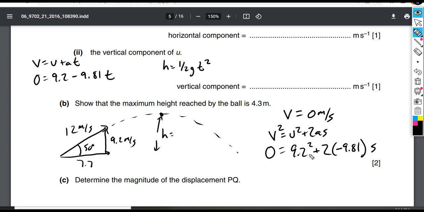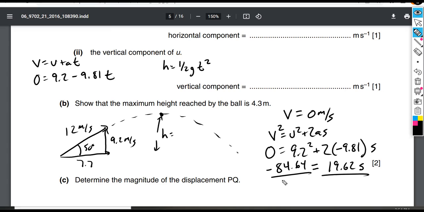So let's solve this one first. 9.2 squared is 84.64. So we'll subtract that from both sides. So negative 84.64 on that side equals 9.81 times 2 is 19.62. And then s is the displacement we're solving for. We call it h to be consistent, whatever.